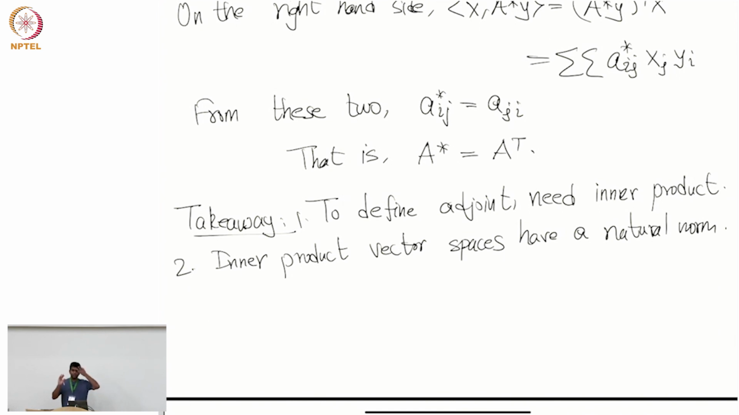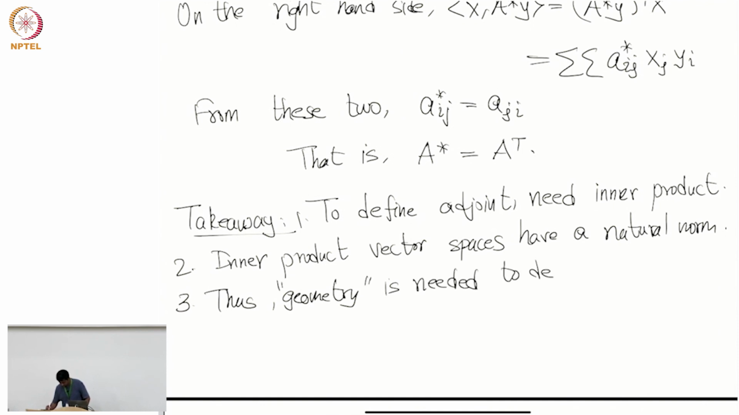At the end of my first day, I was trying to drive this idea that norms and inner products provide geometry to the Euclidean space. So geometry is needed. This is important. We'll keep this in mind, and we'll come back to it again today. But right now we'll understand that geometry is needed for defining inner products.